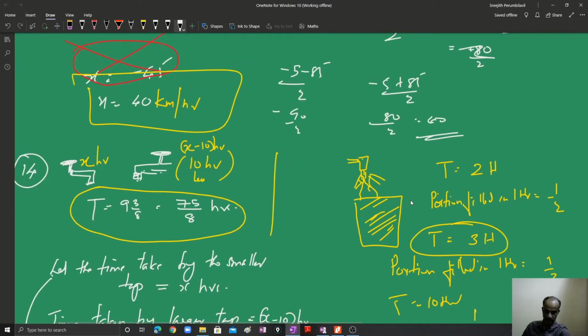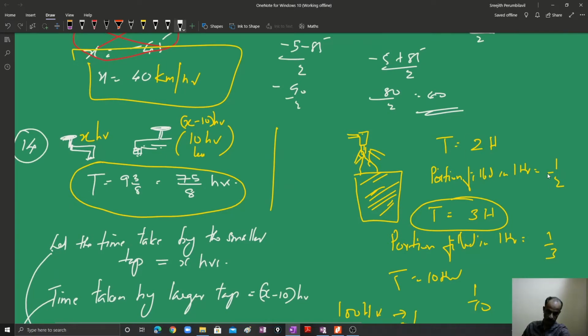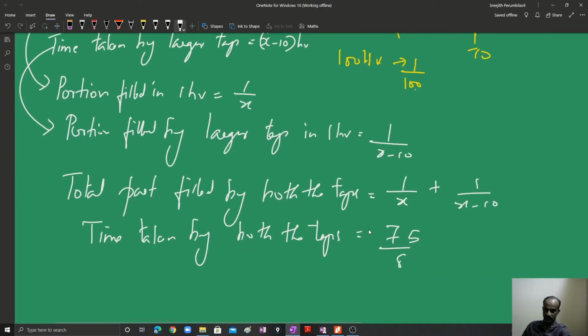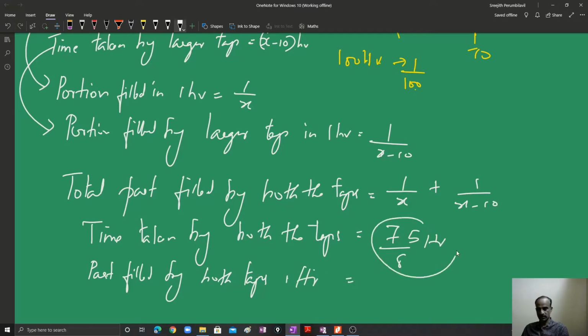Coming back to this, if the tap takes 2 hours, what portion is filled in 1 hour? 1 by 2. If it takes 10 hours, 1 by 10. If it takes 75 by 8 hours, what portion is filled in 1 hour? The portion filled by both taps in 1 hour is 1 by the total time, so take the reciprocal. 1 divided by 75 by 8 will be 8 by 75.